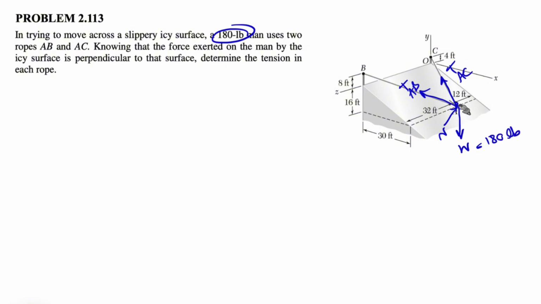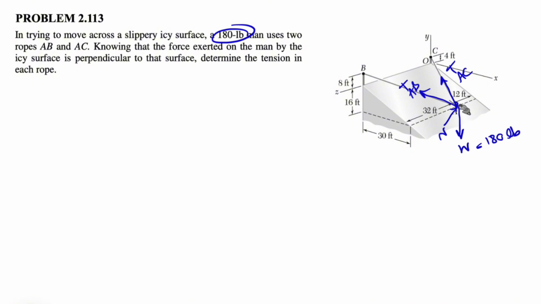We know it's 180 pounds. Looking at this, we have three different unknowns in this question, which means we need three different equations in order to solve it. Since we are in equilibrium, we have the sum of all forces equal to 0. And we are in 3D, so we can do one for x, one for y, and one for z. At the end, we'll have three equations and three unknowns. We should be able to find all the unknowns, and the question is asking for TAB and TAC. But before that, we need to find each of these forces in vector form.